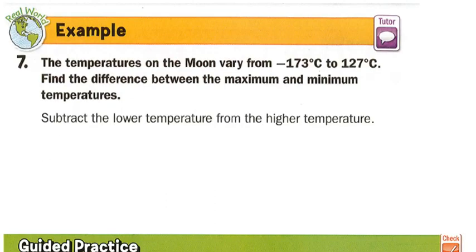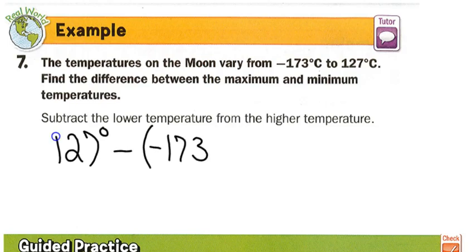Okay, let's do a real world example. It says the temperatures on the moon vary, which is a fancy word for saying change, from negative 173 degrees Celsius to 127 degrees Celsius. That's quite a change. We're going to find the difference between the maximum and minimum temperatures. It says subtract the lower temperature from the higher temperature. So we start with the higher temperature, 127 degrees, and subtract the lower temperature from it, negative 173 degrees.